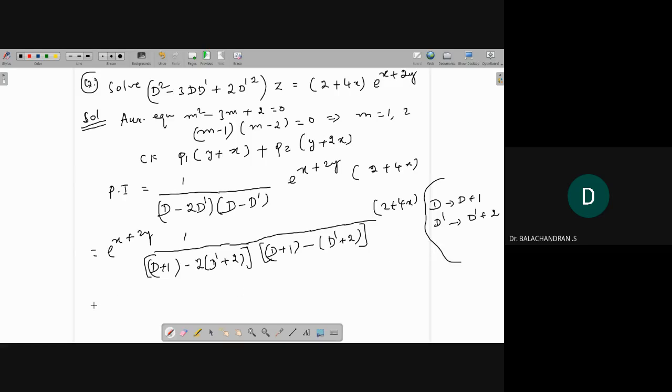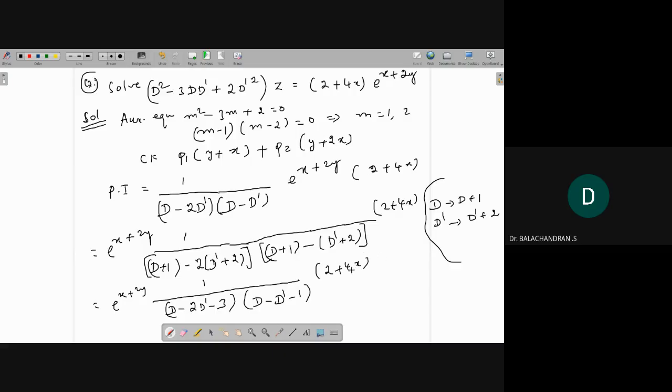Okay, this is equal to e power x plus 2y, the denominator into 1 by, I need to simplify the denominator. So D minus 2D dash, please check it, and 1 minus 4, 1 minus 4 is minus 3, and here D minus D dash, 1 minus 2 is minus 1, into 2 plus 4x.